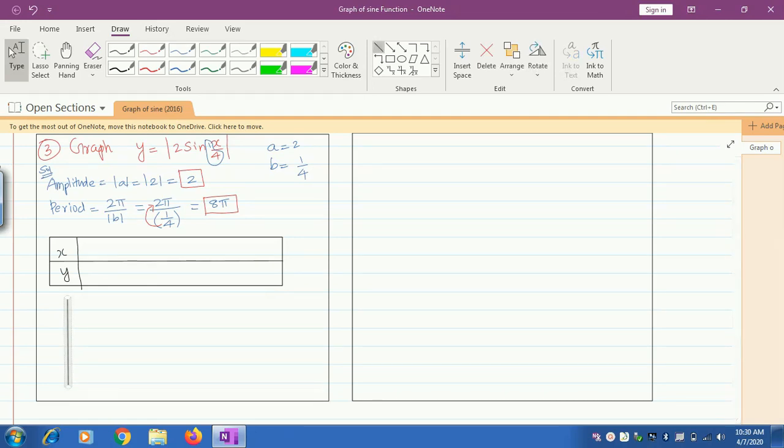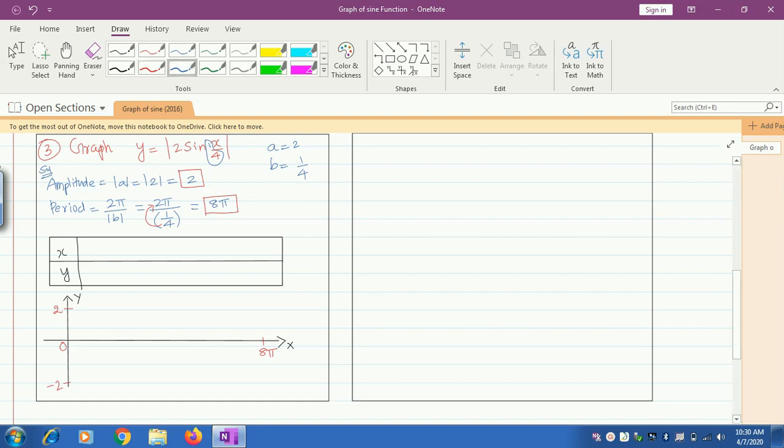Okay, this is the y-axis and this is my x-axis. Okay, what happened here? This is y, this is x. Now what is the period? It is origin 0, the amplitude is 2, here minus 2, and the full period is given by 8 pi.